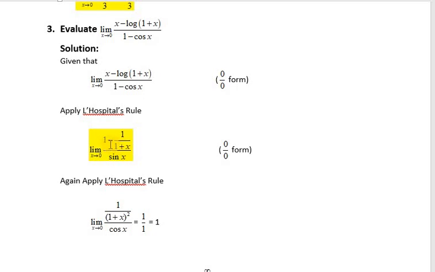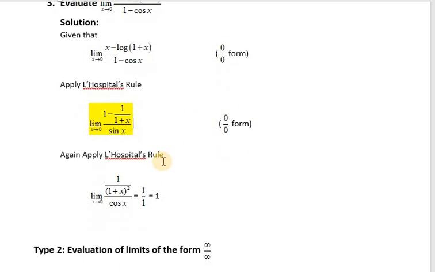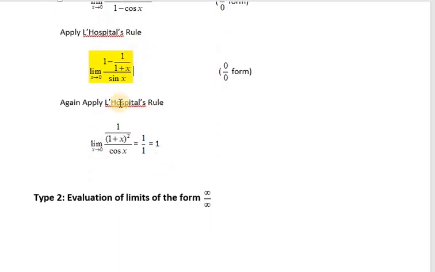When you substitute the values again here, 1 minus 1 by 1 means 1 minus 1, again 0 in the numerator, sin 0 is 0 in the denominator. So it is 0 by 0 form. So we have to find the derivatives of numerator and denominator once again. That means we are applying L'Hopital's rule. So 1 by 1 plus x whole square, that is the derivative of minus 1 by 1 plus x, by derivative of sin x is cos x.